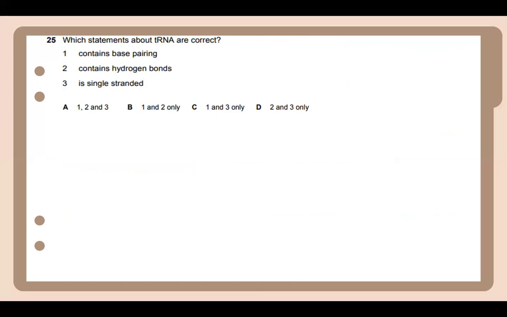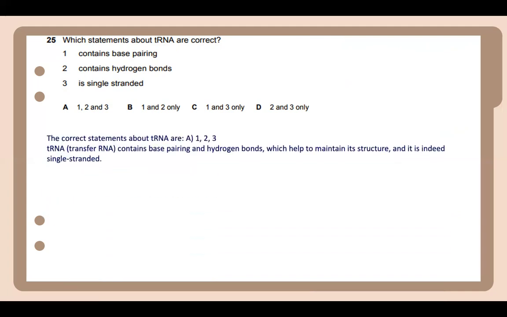Which statements about tRNA are correct? The correct statements about tRNA are statements 1, 2, and 3. Statement 1 is contains base pairing. Statement 2 contains hydrogen bonds. And statement 3 is single-stranded. tRNA, transfer RNA, contains base pairing and hydrogen bonds, which help to maintain its structure, and it is indeed single-stranded.